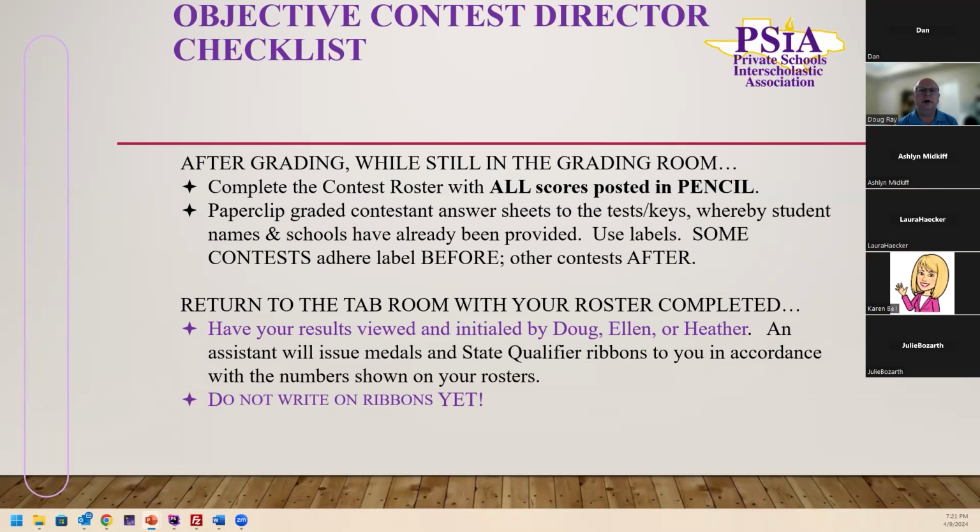The other thing to remember is that every student that takes one of our tests at PSIA State ends up with something. They either get a state qualifier ribbon or they get a medal. Even if they get disqualified, they still end up with a state qualifier ribbon because they qualified for state. So every student walks out of the classroom with something.